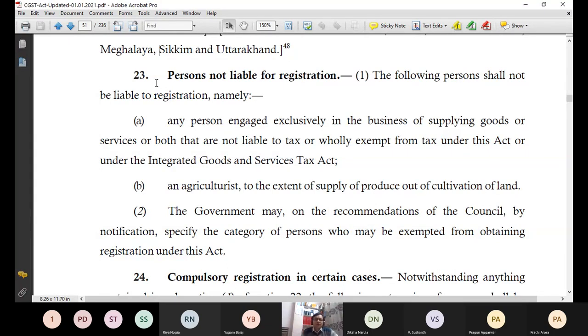Why should the government unnecessarily put me in any stress? If I'm not liable to pay GST, why should I take registration? So it is basically for the purpose of promoting simplicity. Let us exclude those people who are engaged exclusively in such supplies on which there is no GST.